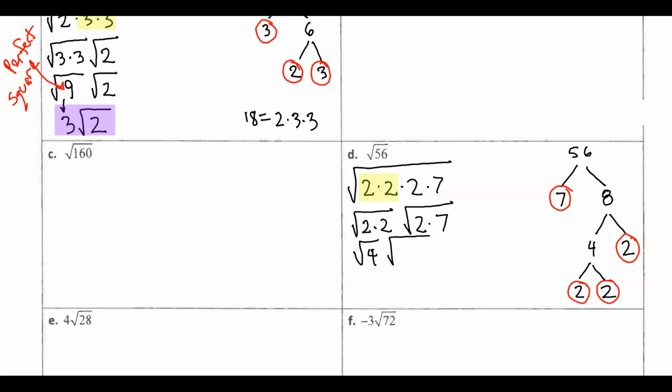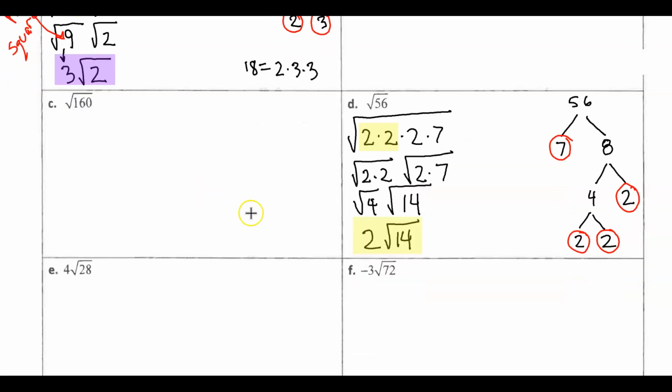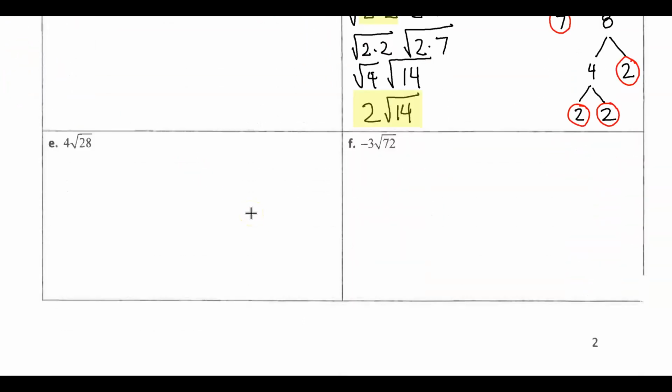And then any singles that are left, we can just multiply those back out. So that's going to be 14. And the square root of 4 is 2. And this is all the stuff that didn't have pairs, so that's 14. So we end up with 2 root 14. Alright, and again, if you want to check that on a calculator, you can. Alright, let's do one more here, and then you can do the rest on your own.